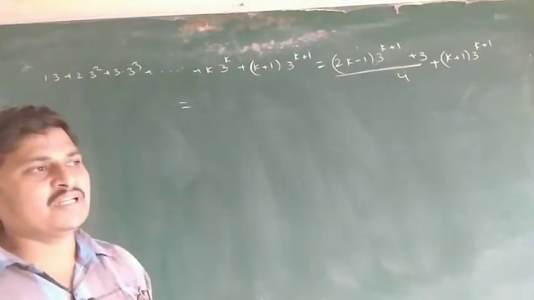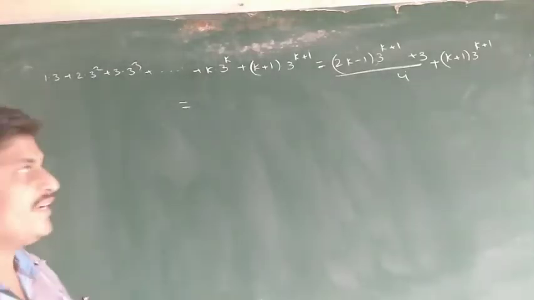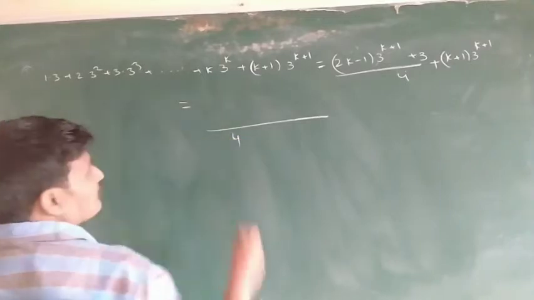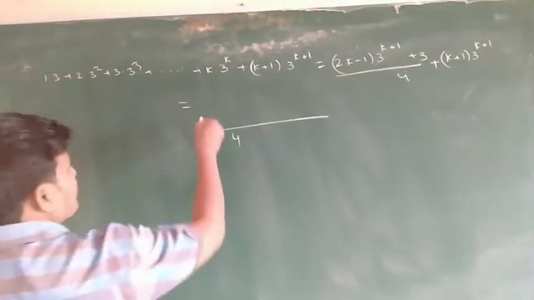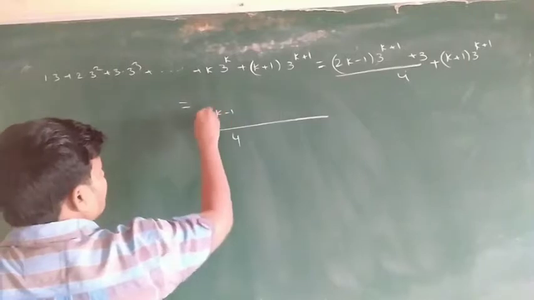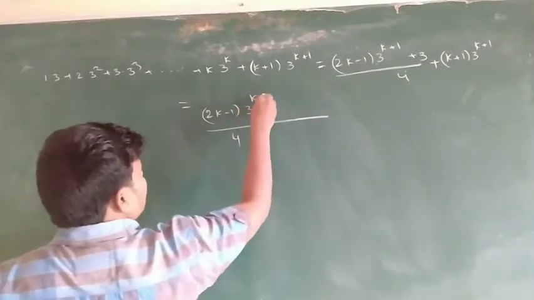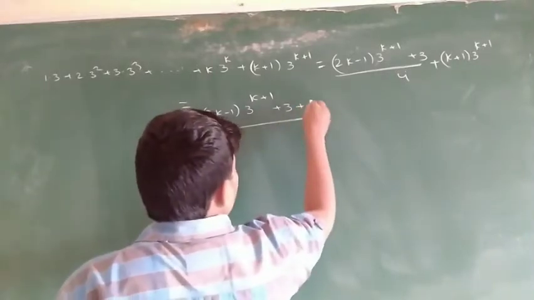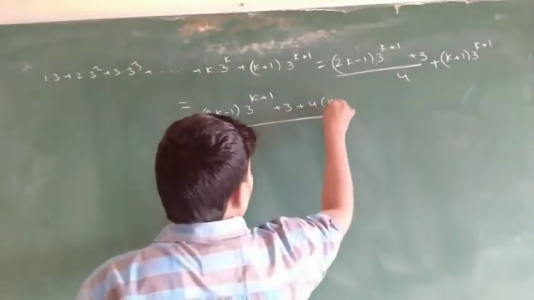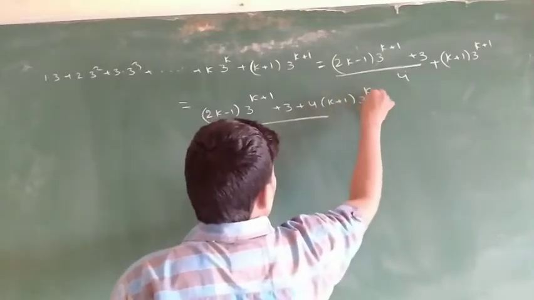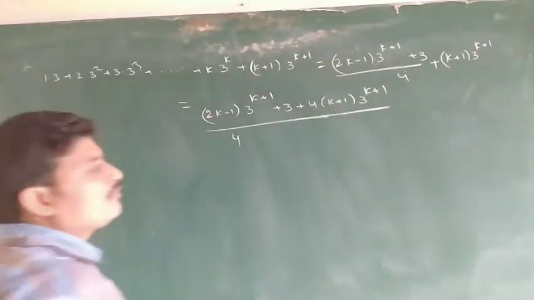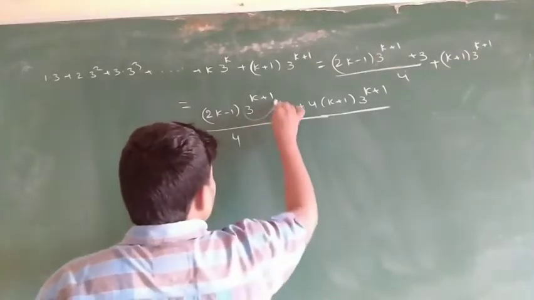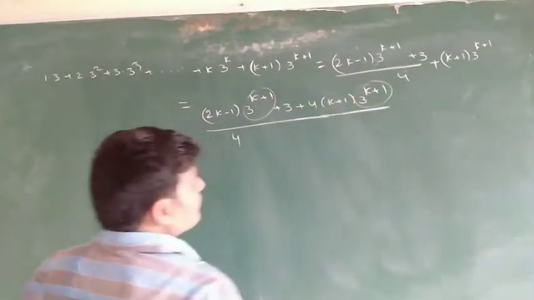Put n equal to k plus 1 in the RHS of the given problem. So first, the LCM: 2k minus 1 times 3 power k plus 1, plus 3 by 4, plus 4 into k plus 1 into 3 power k plus 1. So this is 3 by 4 plus k plus 1.